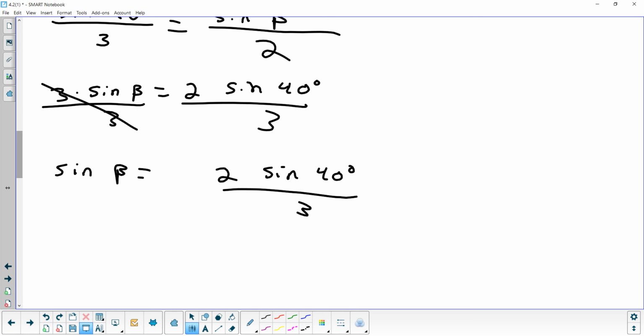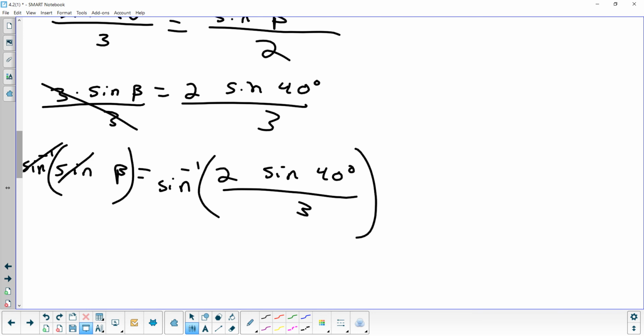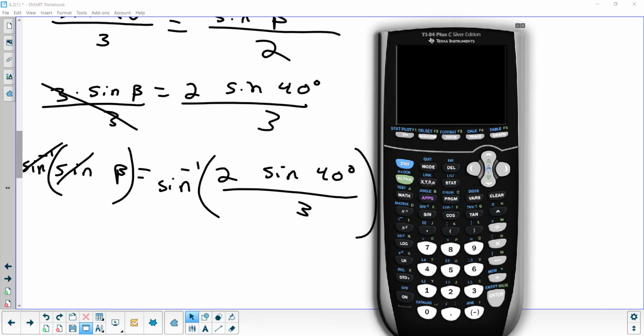You can't divide by sine because that's not multiplication here. That's a function. So we have to cancel it with another function. Yep? We can take the inverse sine of both sides. Exactly. You have to take the inverse sine of what's on the left and the inverse sine of what's on the right. Inverse sine and regular sine cancel each other out. And you get beta equals, and let me show you how you type all that in.